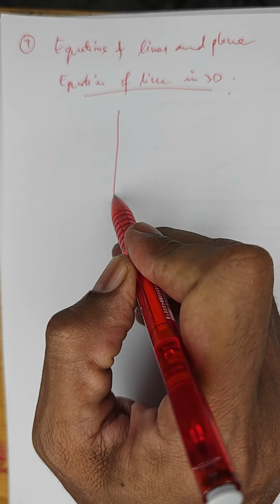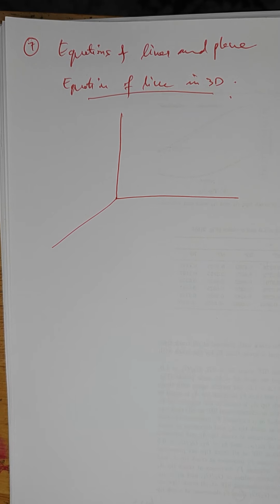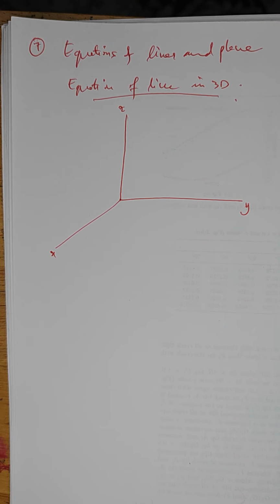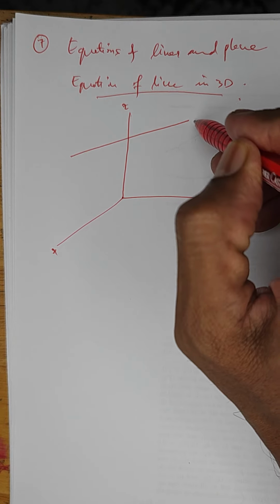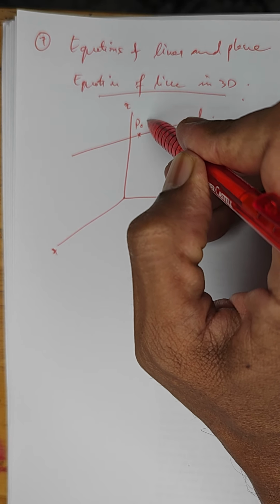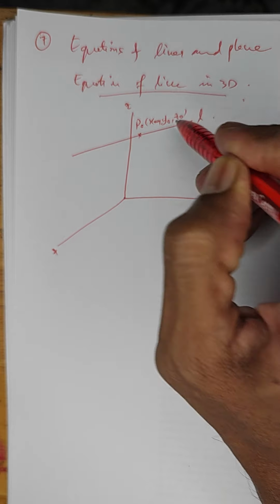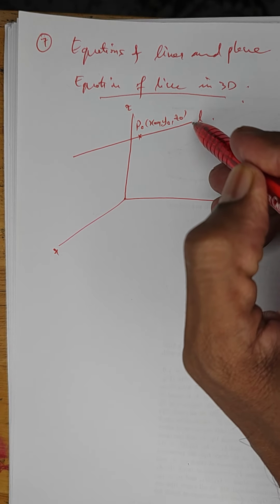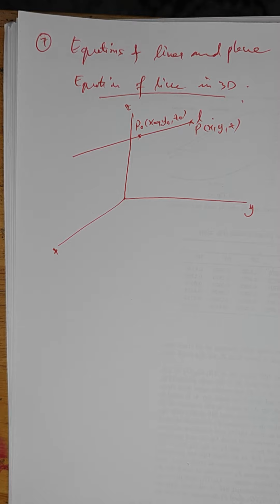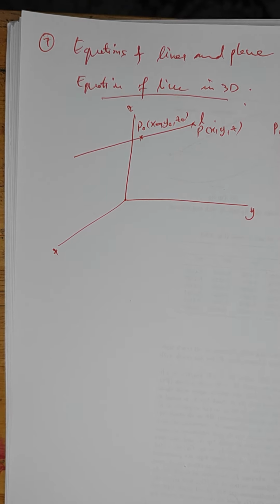Alright, so let's say we consider a 3-dimensional Cartesian coordinate xyz, and we have a straight line, let's call this line L, where on this line we have a point P0 with coordinates X0, Y0 and Z0, and we have another point P, any point X, Y, Z. P0 is a specific point, and P is any point on L.